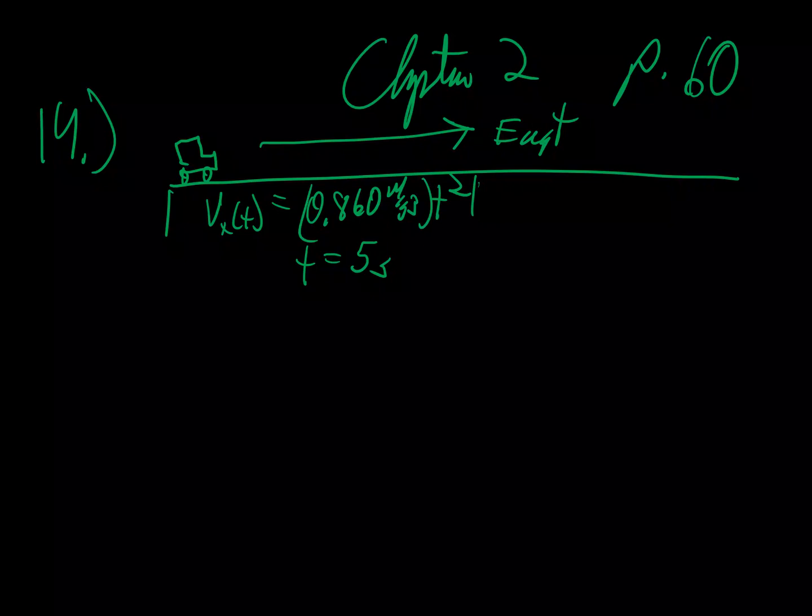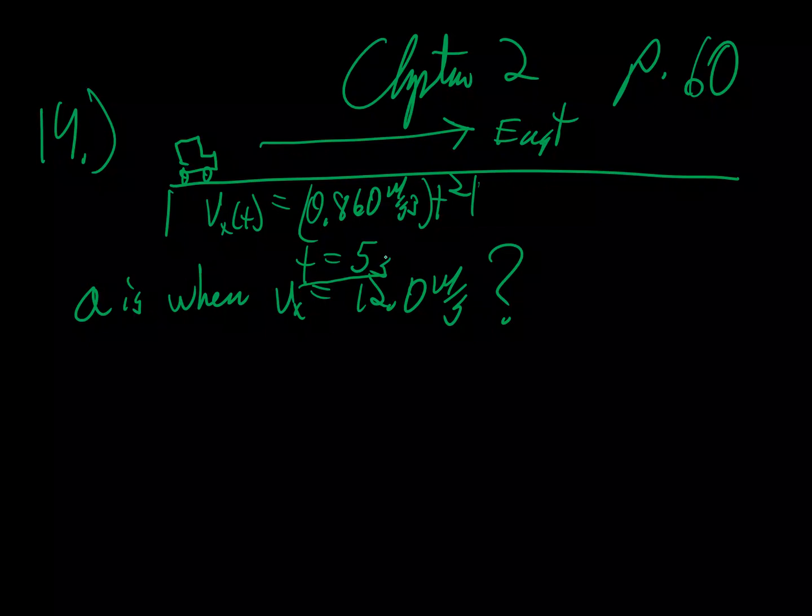Okay, what is the acceleration of the car when the velocity is 12 meters per second? So we want to know what the acceleration is when the velocity in the x direction is 12.0 meters per second. And by the way, it is during that 5-second time interval. Do you understand that this function is only good for the first 5 seconds? So what does this 12 mean? That means that somewhere during this time interval, the velocity is 12.0 meters per second.